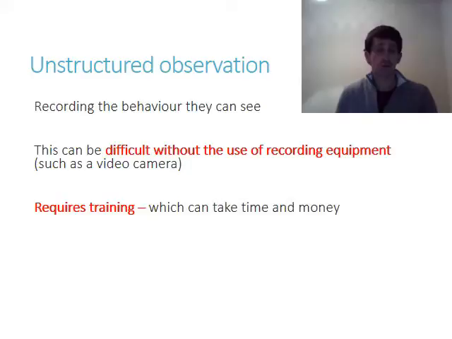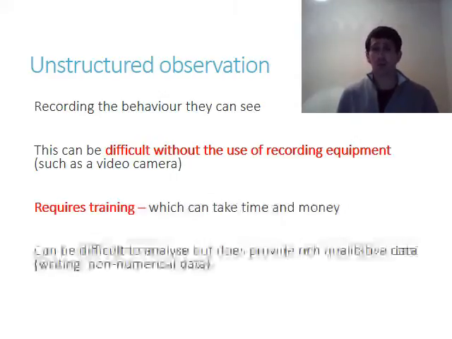It also requires an awful lot of training. In order to observe this efficiently, we need to make sure our psychologists are trained. And this can take a lot of money and a lot of time in order to get someone in a good enough position to go and do an observation and be able to write down absolutely all the correct behaviours that they want.